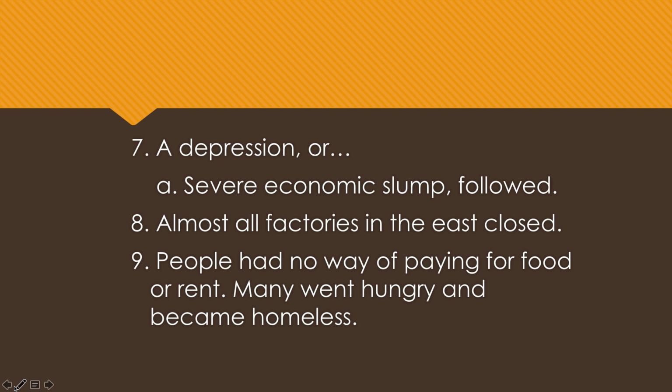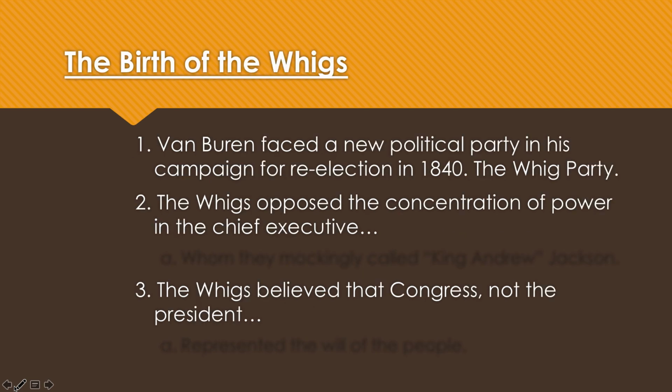Almost all factories in the East close, and people had no way to pay for food or rent, and many start going hungry and became homeless. Van Buren becomes pretty unpopular. He faces a new political party in his campaign for re-election in 1840, the Whig Party.